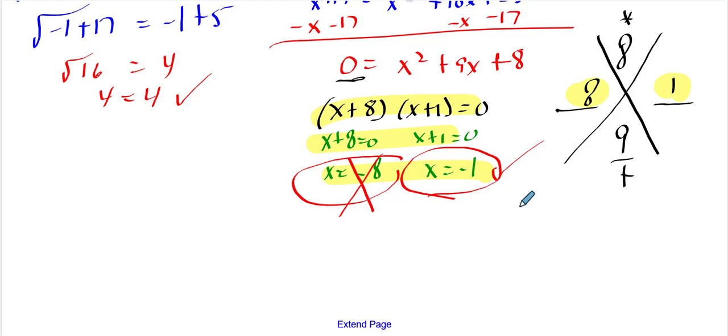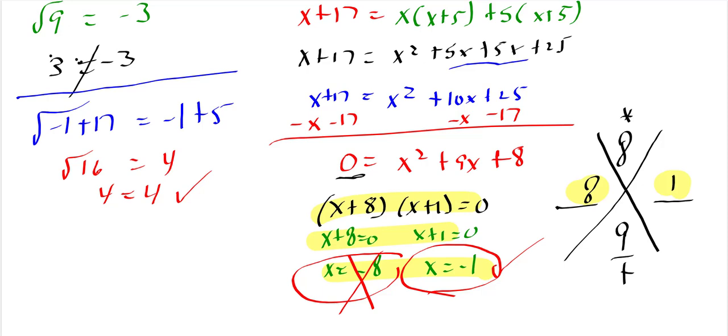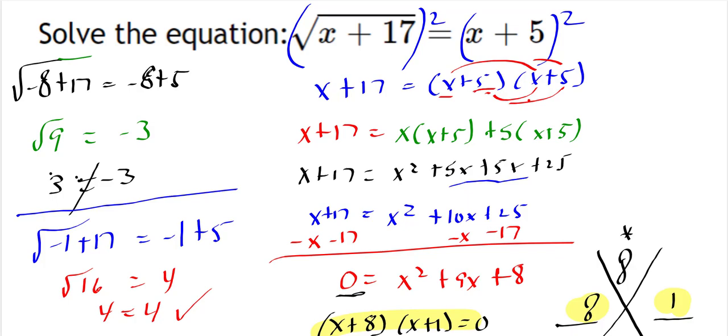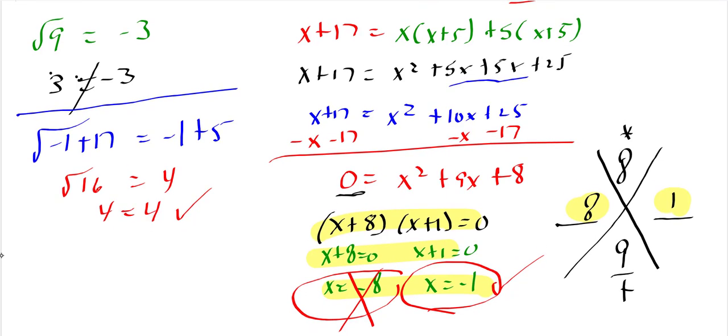Now, you could have had both of these not work, and the answer would have been no solution. You could have had one of these work, which is what we just saw, or you could have had both of them work. Okay, so that's your options. You will not know what option you have until you plug it back in. Okay, so that should be enough for you to kind of get a grasp on how to solve radical equations.